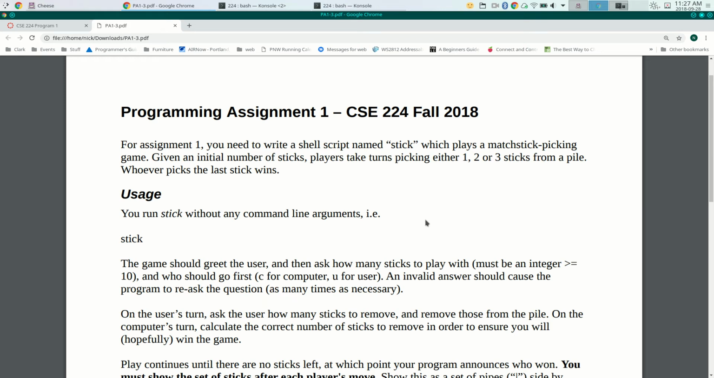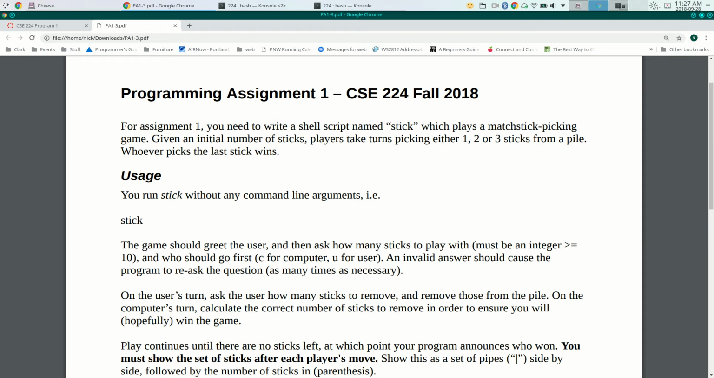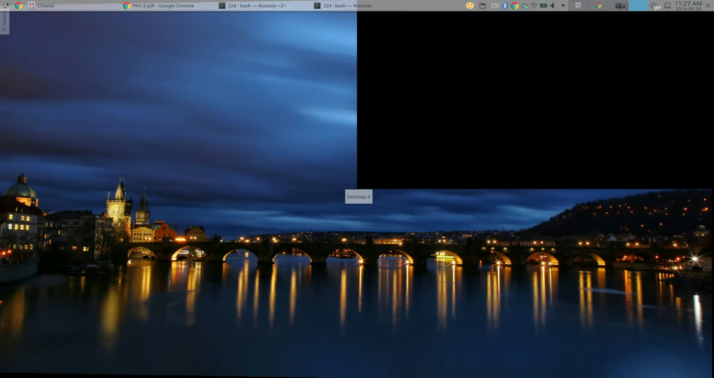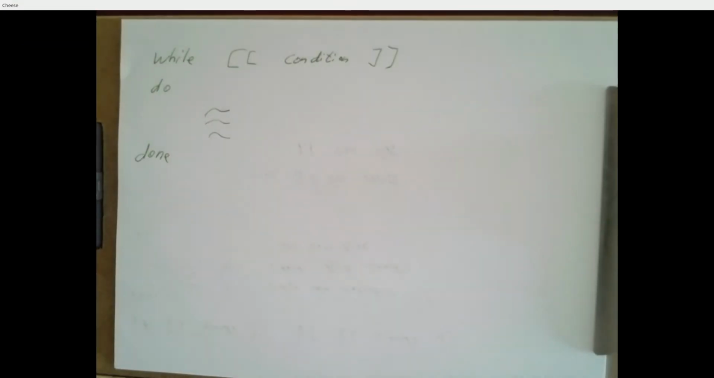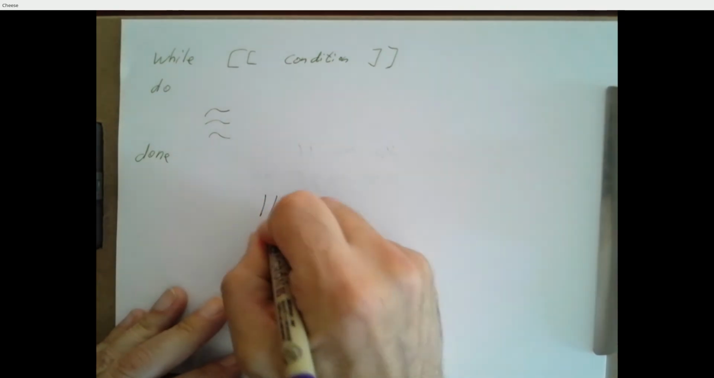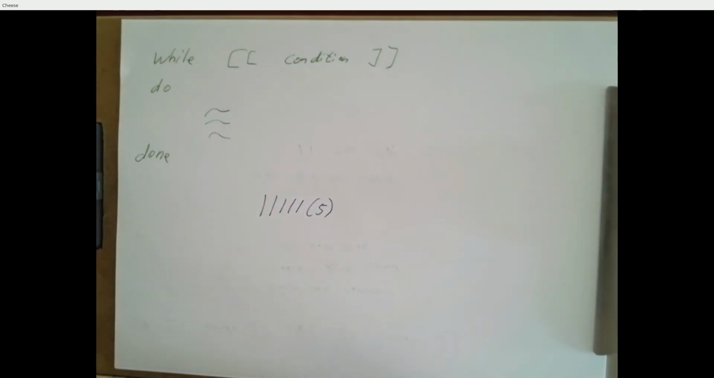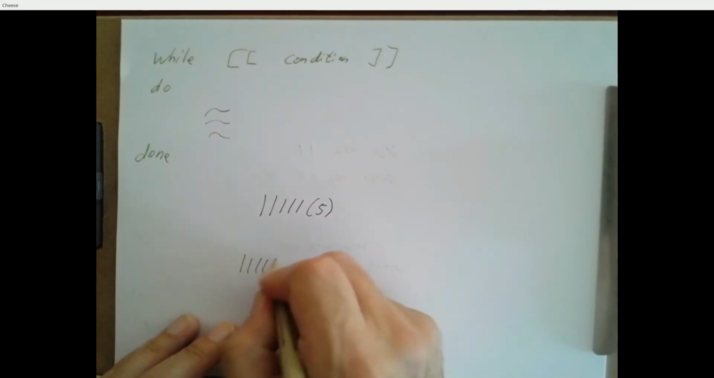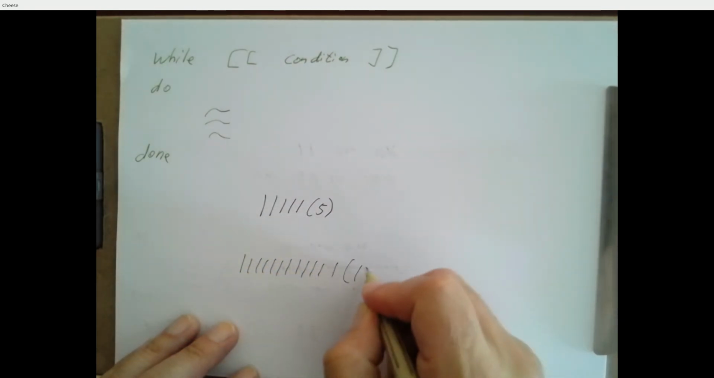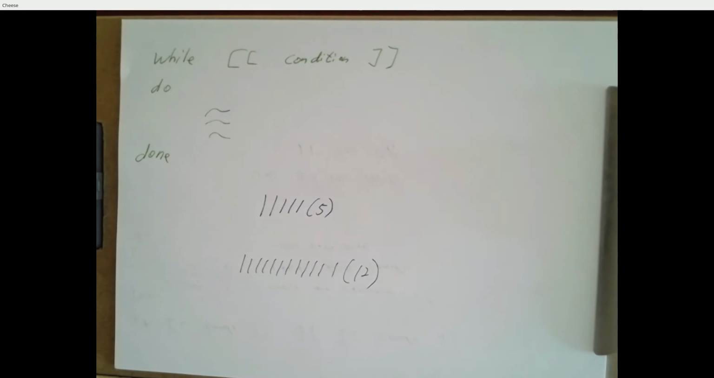I also would like you to show a graphic of the number of sticks after each move. So if there are 5 sticks left, I'd like you to print out the following: 1, 2, 3, 4, 5, and then in parentheses, the number of sticks. You can make it fancy if you want. You can put it in groups of 5 or something like that. But all I require is a picture of that many vertical bars followed by the number in parentheses.